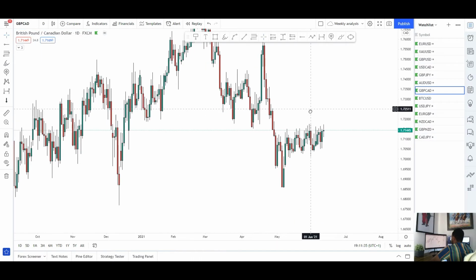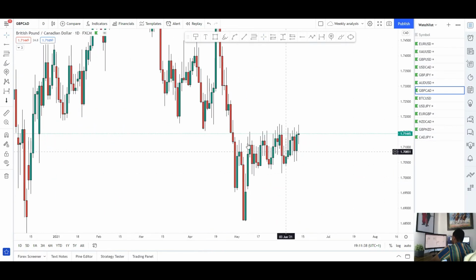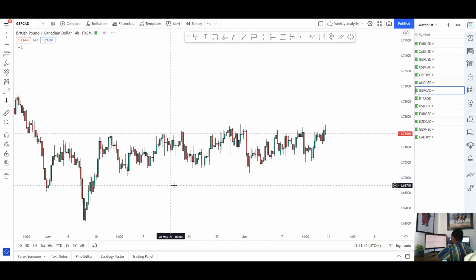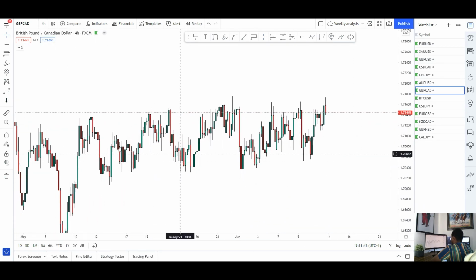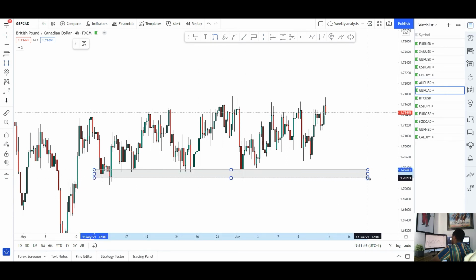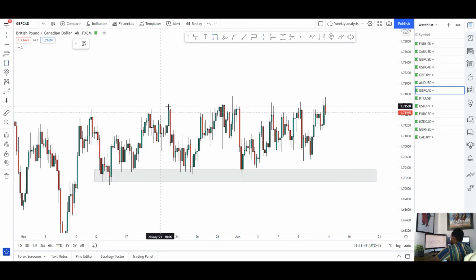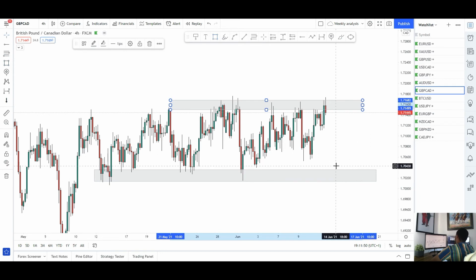Right, so now we've got GBP CAD. For this pair, again, we just have the same as last week pretty much. Price is still moving sideways and it's still very difficult to trade. So GBP CAD, I will not be trading it this week. Again, this pair is very hard to trade. You can see it's pretty much all over the place, a lot of wicks around there as well.